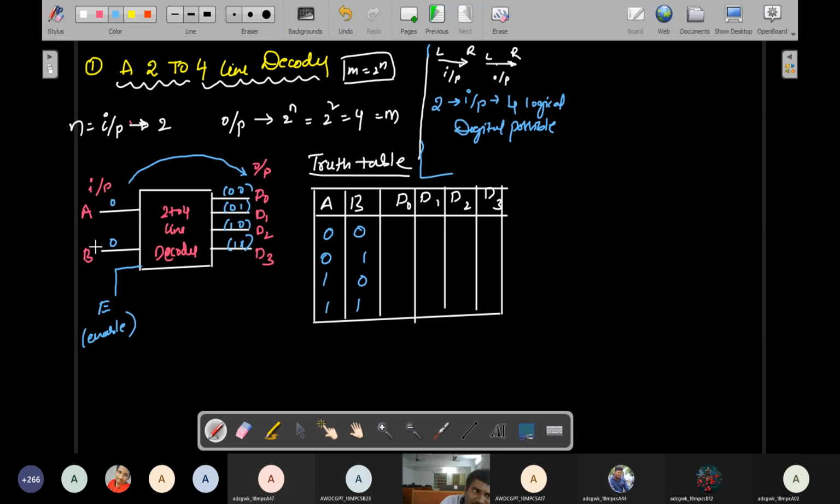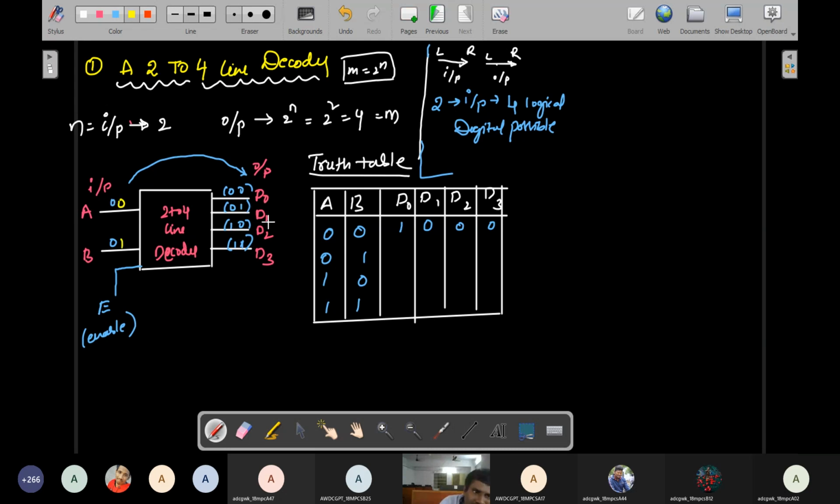So whatever data is given to this input will be decoded at the terminal D0. Remaining all are off state. Only D0 is high, remaining all are off. So we consider this as 1 and remaining all are 0. Similarly, I am using another color. If you consider the second state 0 1, what will happen?